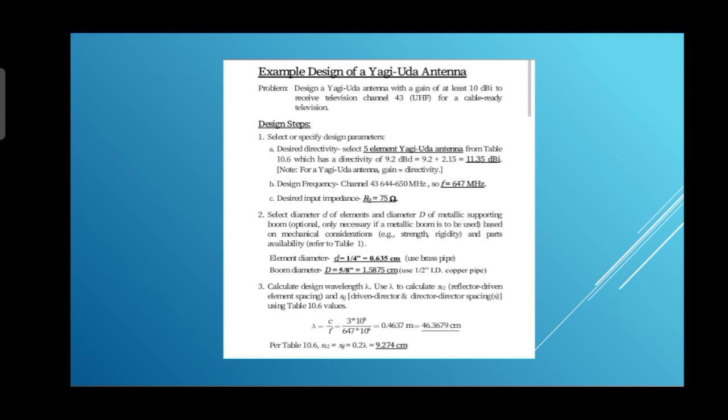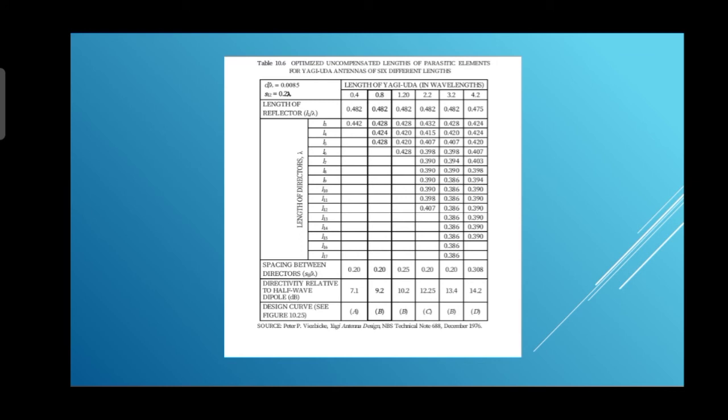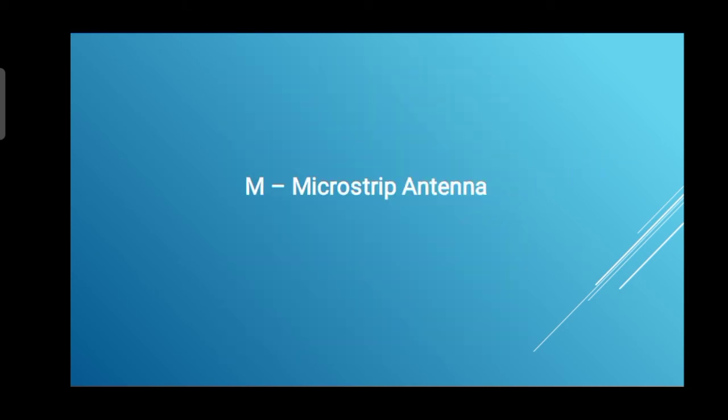And on table 10.6, we also provided that. So here is table 10.6, which is the optimized uncompensated lengths of parasitic elements for Yagi-Uda antennas of 6 different lengths. So here is the table. You can pause the video to study the table. So let's proceed to the microstrip antenna.